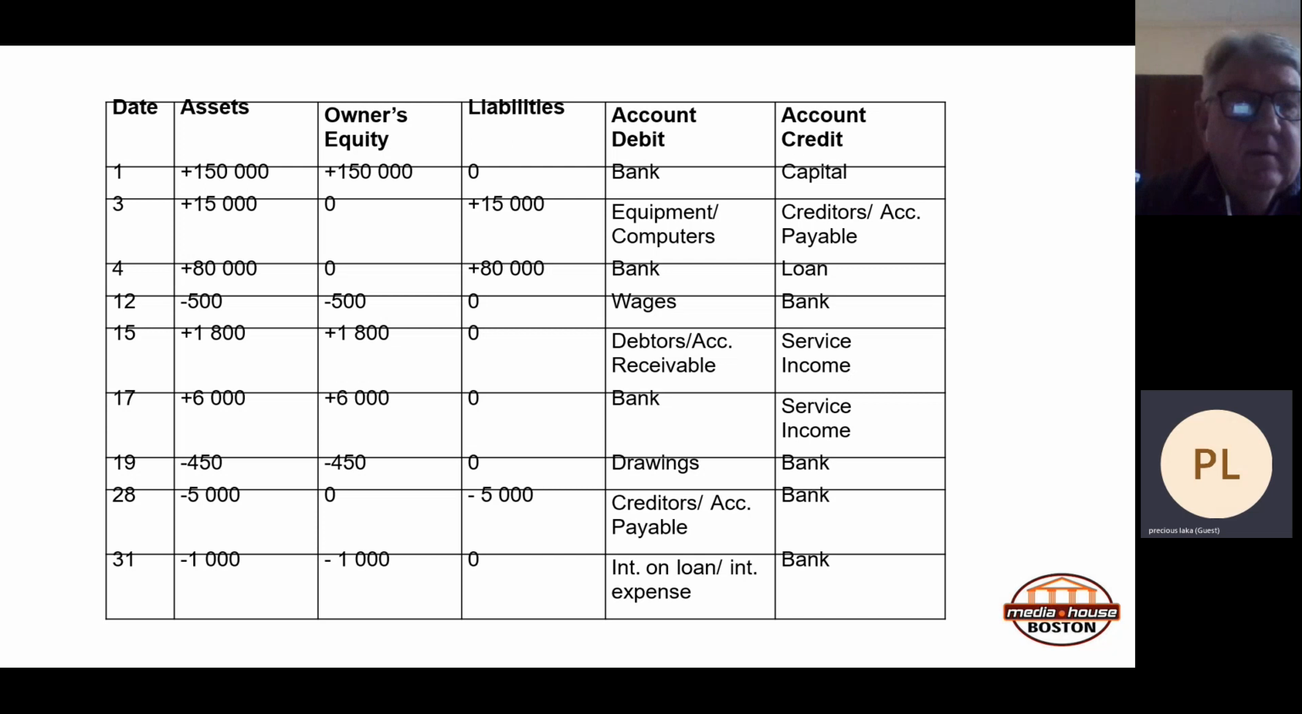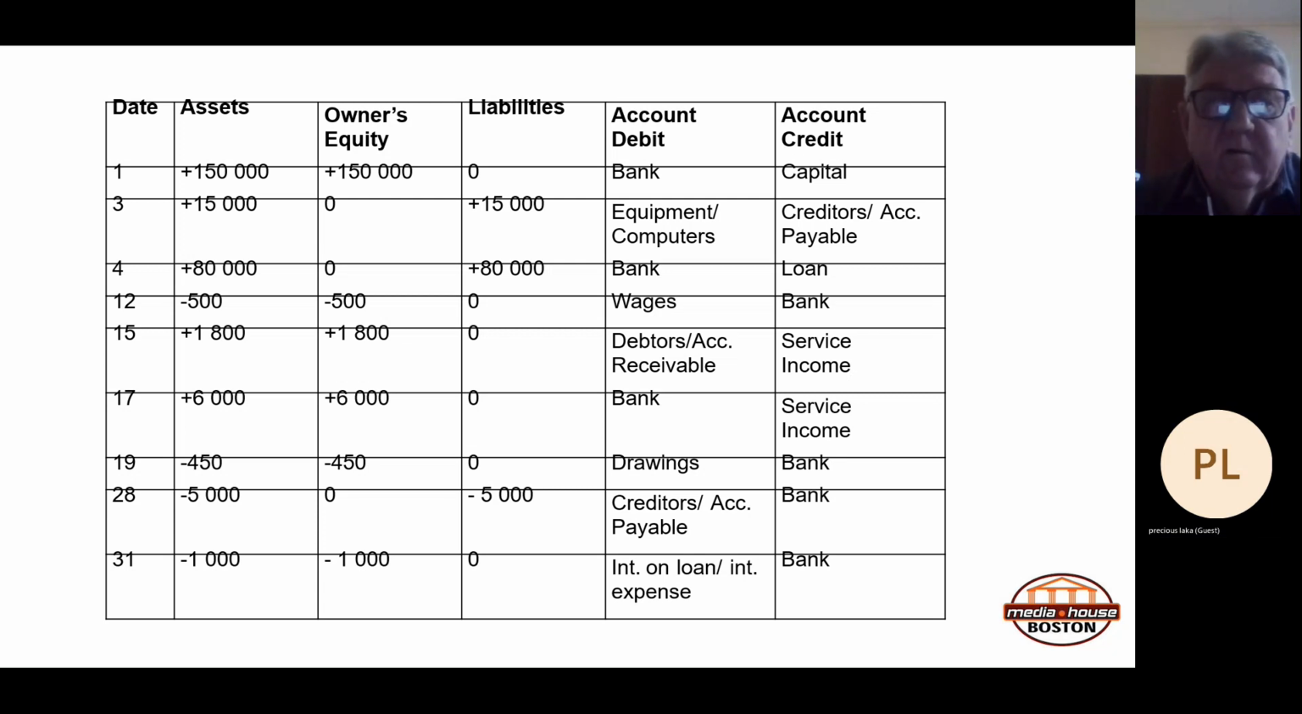So for account debits, will it always be assets and then account credit will always be...? Not necessarily. It will depend on the transaction that you do. Oh, so everything depends on the transaction, what we debit and what we credit.